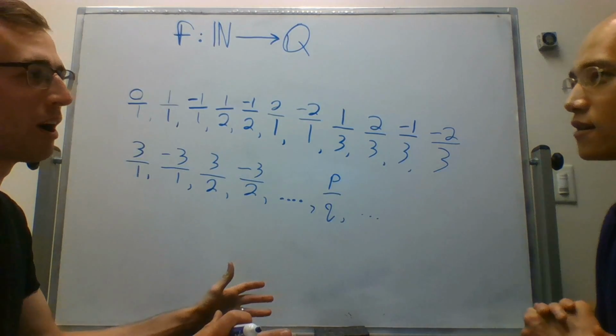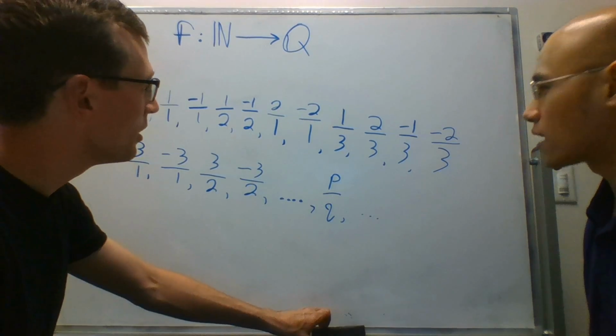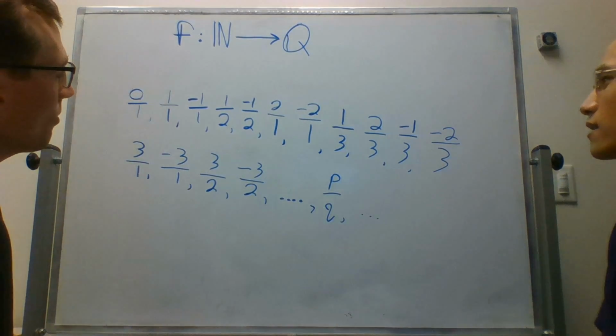Right. It's kind of a low bar. You just need to prove there exists one. Yes. And then you've proved it's countable. Yes. Thank you for making that distinction.